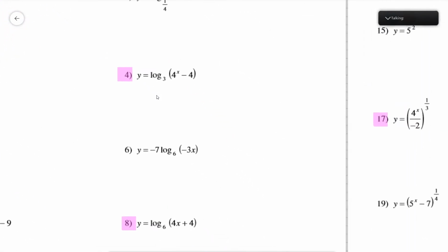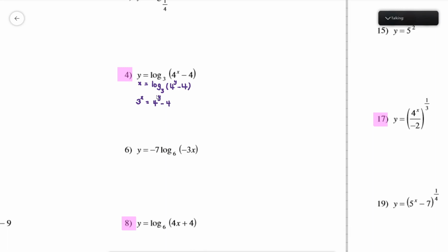On number 4, same thing. We're going to switch x and y first. Then we are going to solve for y. So this one we see that the y is in the exponent, so I'm going to do the same thing as before and convert. This is 3 to the x equals 4 to the power of y minus 4.